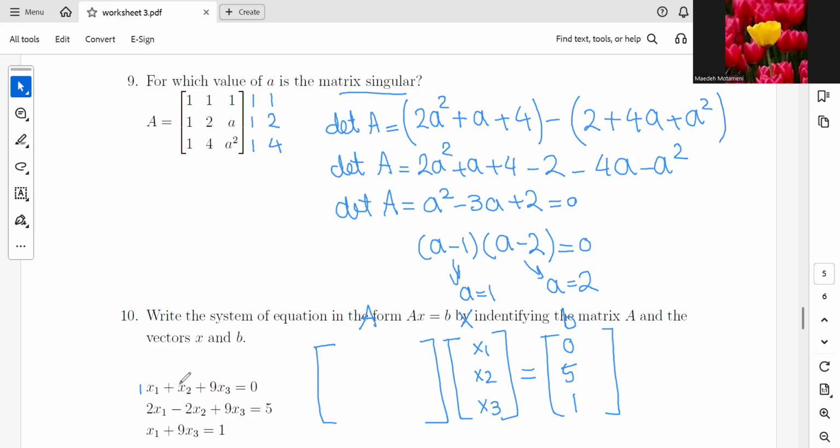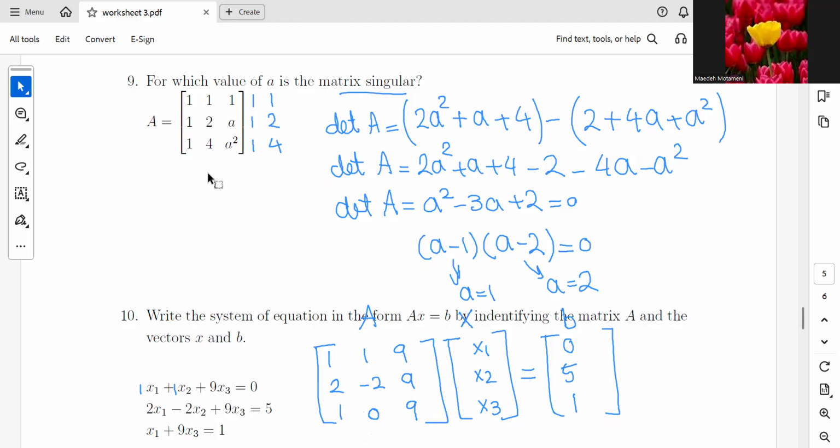So we would follow this order. This coefficient that you don't see here is 1. The matrix of coefficients for the first row will be 1, 1, 9. The second row, 2, negative 2, and 9. And the third row, we see x sub 1 with no coefficient. It means that it is 1. We see x sub 3 with a coefficient 9, but we don't see any x sub 2. It means that the coefficient is 0.